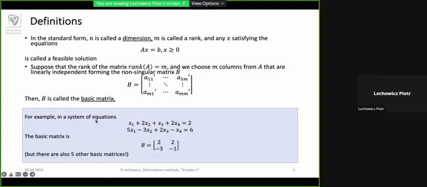So in this example, we have such a system of equations. And if we select, for example, variable x2 and variable x4, they form a basic matrix of such a form. So the coefficients from x2 go to the first column of our basic matrix, and the coefficients from x4 go to the second column of the basic matrix. But in this case, we also have 5 other basic matrices. We can select any 2 columns, any 2 variables, and create such a matrix for which the determinant is different than 0.